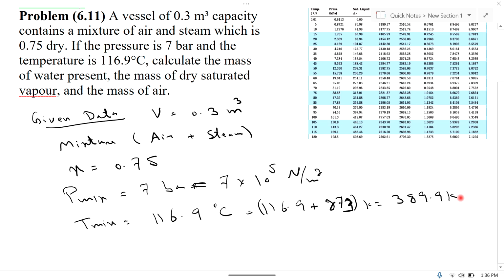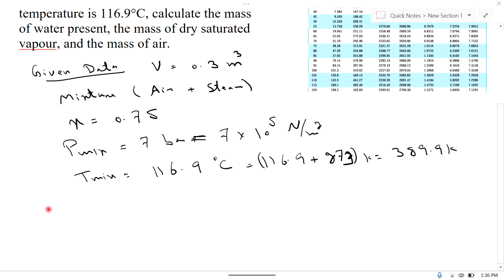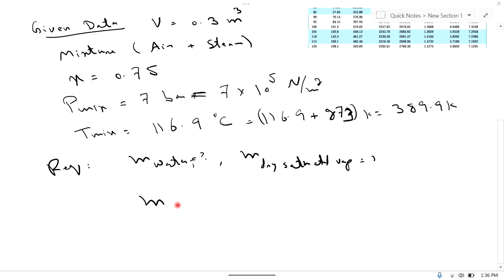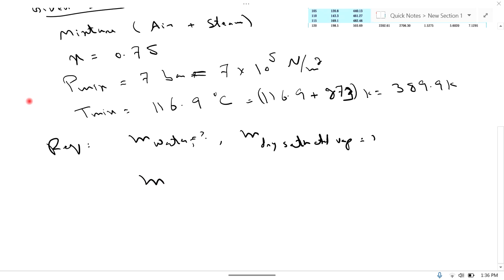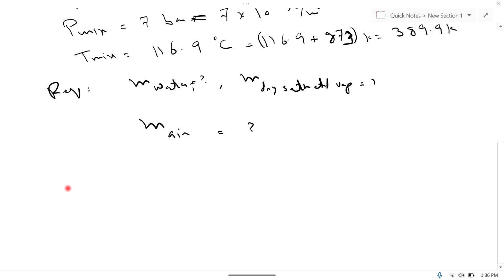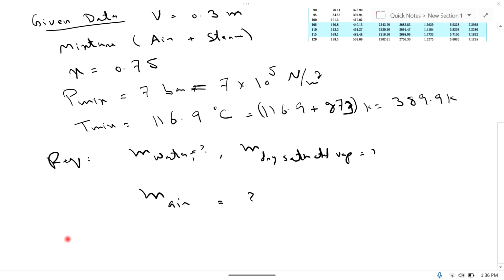Required is to calculate the mass of water, the mass of dry saturated vapor, and the mass of air. These are the required quantities. Now, the mixture pressure is given to us.